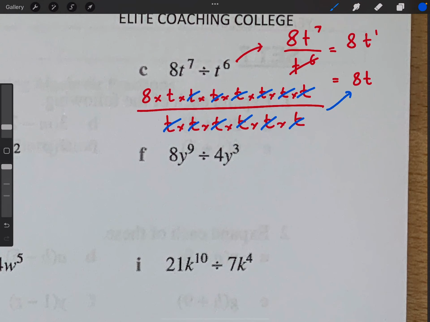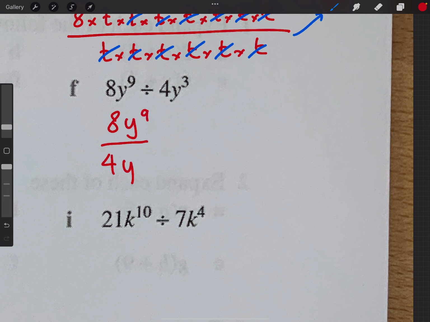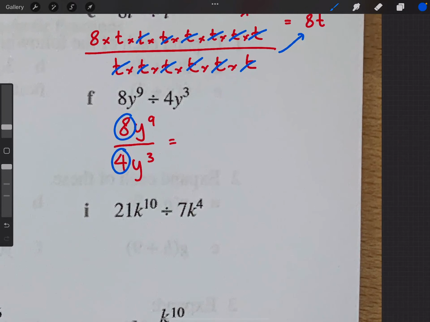All right. Next question, F. Again, we have 8 times y to the 9 divided by 4 times y to the 3. So let's look at the numbers first. 8 divided by 4 is equal to 2. So we can cross this out. This is 1, this will be a 2. So 2 goes on the top.